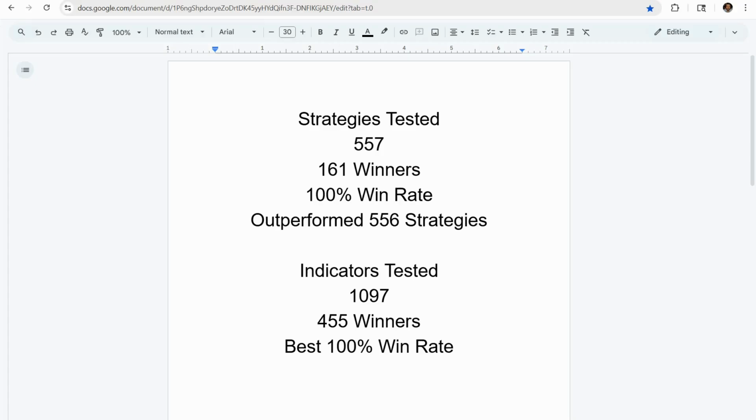Alright, as I said, today we will be testing a market structure indicator. Before we do though, I wanted to put the testing scoreboard up for everyone to see. So to date, we have tested a total of 557 different strategies. The best one so far was able to achieve a 100% win rate. That was achieved using the Academy Forex Indicator to trade the crypto scalping strategy that I'll mention in this video on a live trading account.